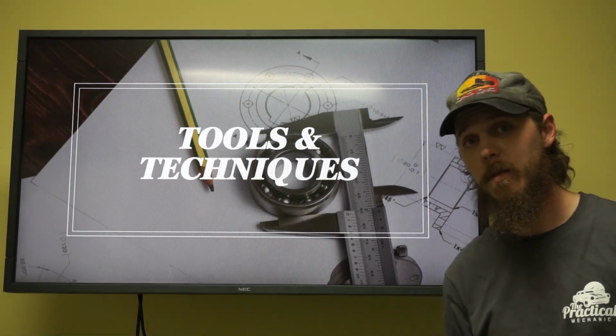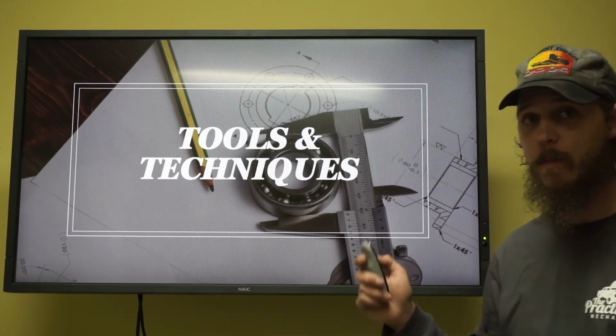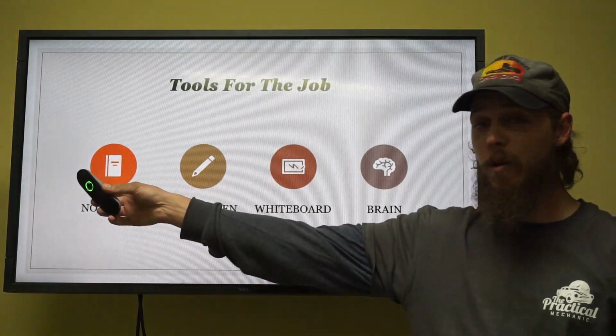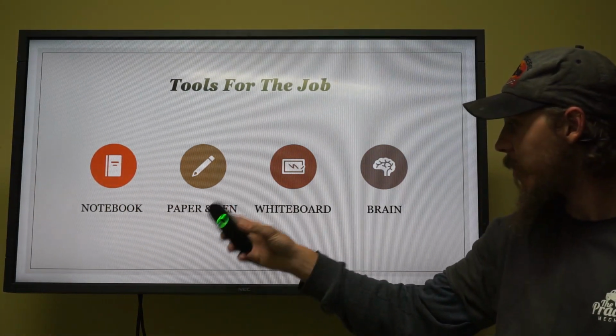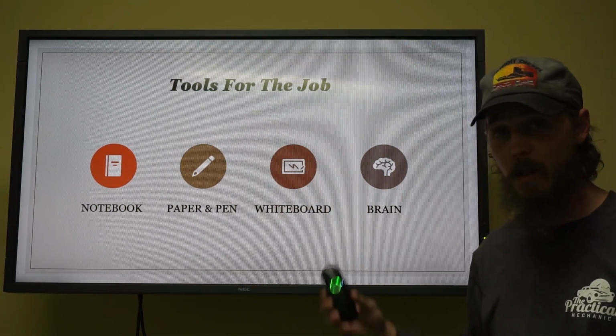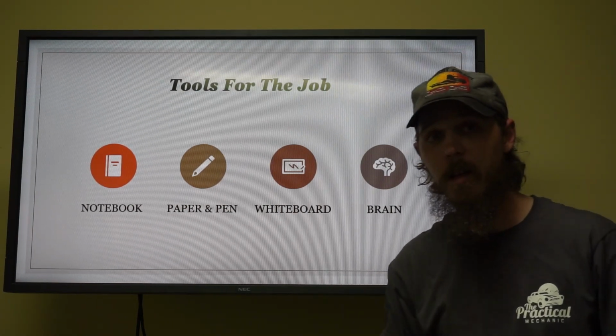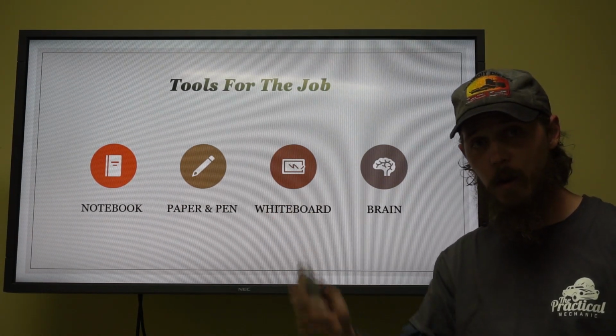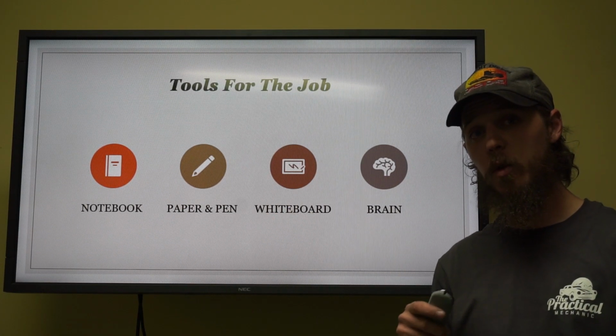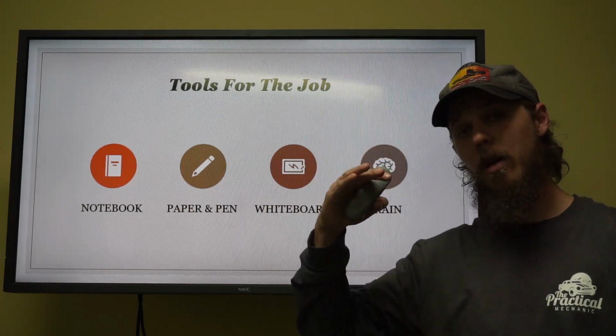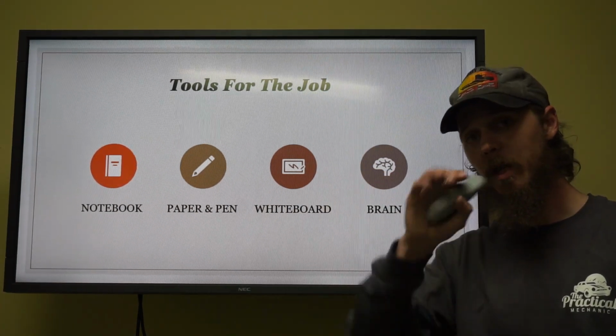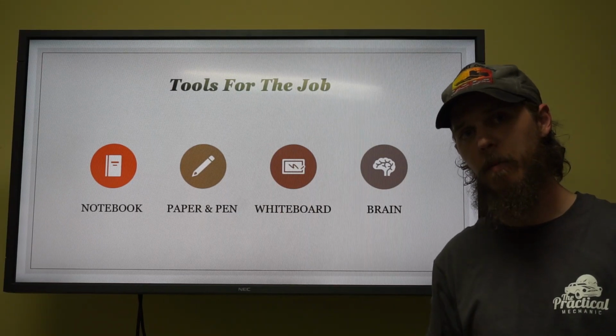So, tools and techniques. Everybody loves their tools. These are cheap. Notebook, paper and pen, a whiteboard if you want to get fancy. Do it in your head. I don't care if you take a rock and draw it on the sidewalk. Whatever works for you to start organizing the information as you consume it and to lay out an effective plan.